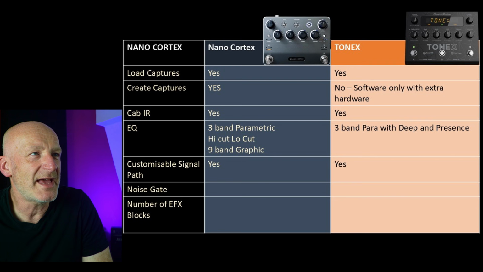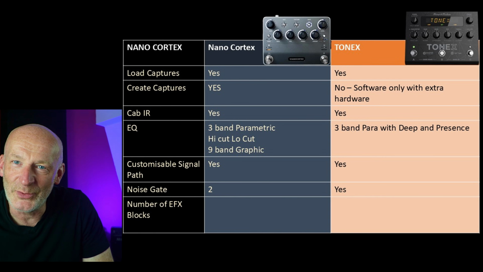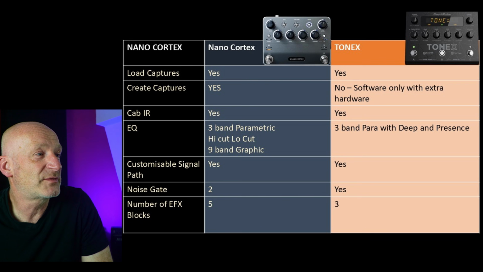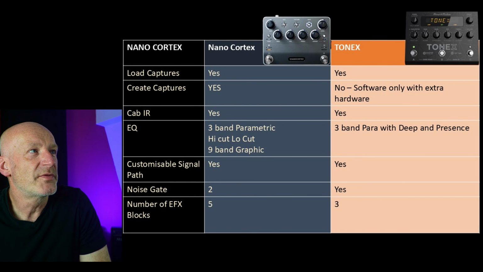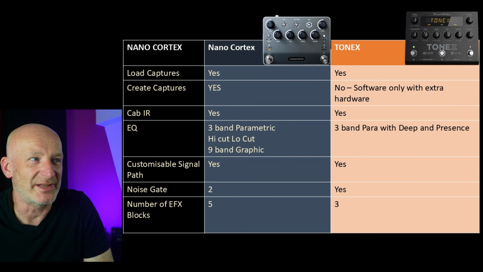Customizable signal path, yes, you can move the blocks around in both of them, that's not a problem, and they're both a win for that. They've both got noise gates, however the Nano has 2, and I think the TONEX one is alright, but everybody complains about the noise gate on the TONEX. Don't know why, it seems alright to me, but hey ho. Effects blocks, well, the Nano Cortex has 5 blocks and the TONEX has 3. So that's a win for the Nano. So far, the Nano seems to be streaking ahead.